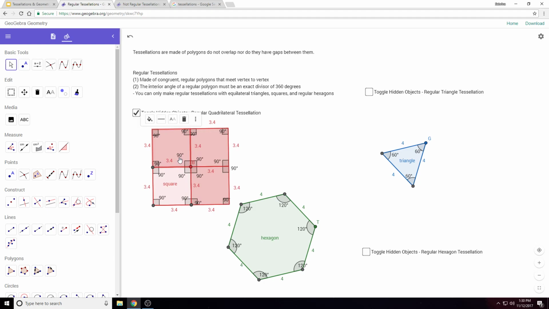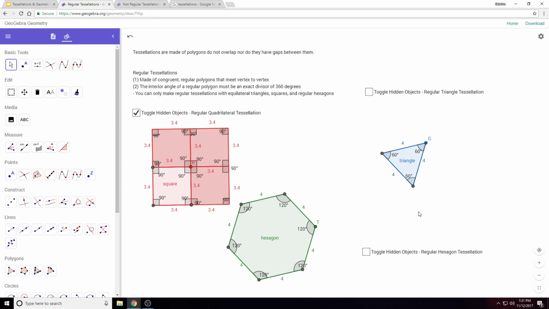You'll notice that there are no gaps and there is no overlap between the squares because 90 is an exact divisor of 360. So 90 goes into 360 exactly 4 times, and that's why there are exactly 4 congruent squares around this vertex B, and that's why there's no overlap and no gap. And a similar argument can be made for equilateral or regular triangles.